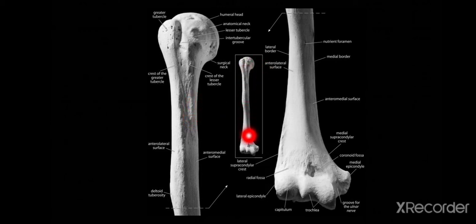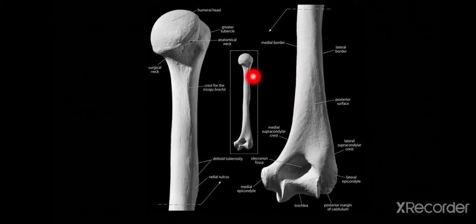Let's discuss the intervening shaft of humerus. The intervening shaft is circular in cross section in the upper half and triangular in cross section in the lower half. It has three borders: the anterior border, the medial border, and the lateral border, and three surfaces: the anterolateral surface, the anteromedial surface, and a posterior surface.